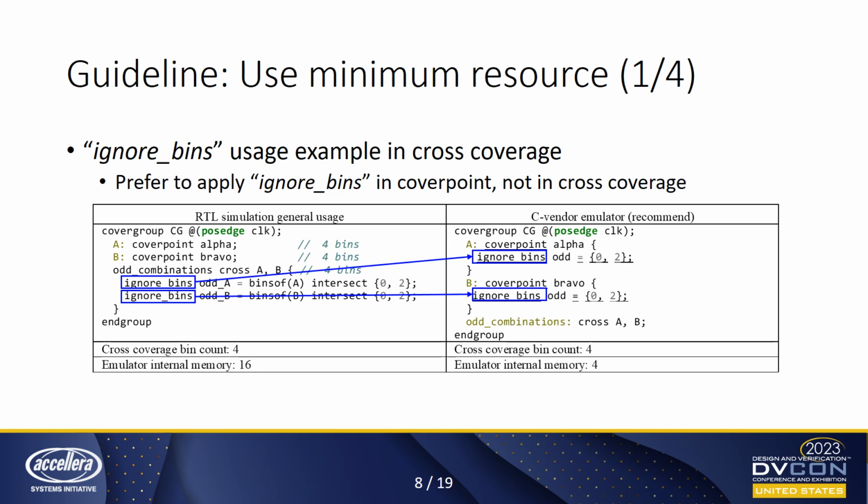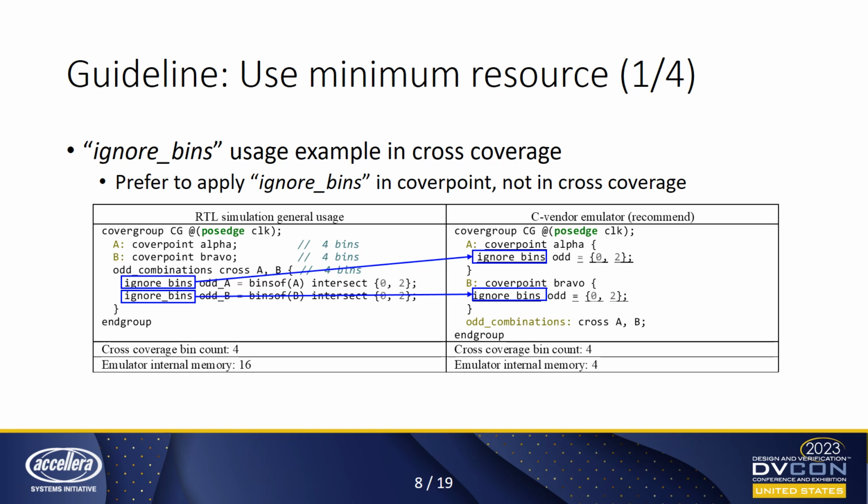First, this is a guideline to use minimum resource. In the cross coverage, if you want to remove some bins using ignore bins, we recommend you apply it in the cover point, not in the cross coverage.